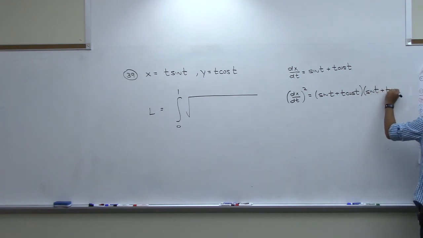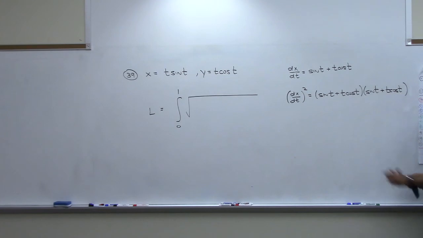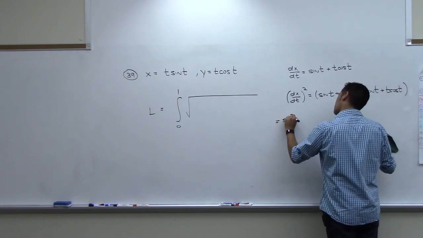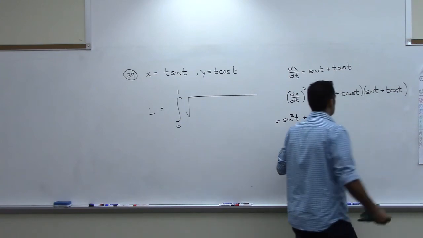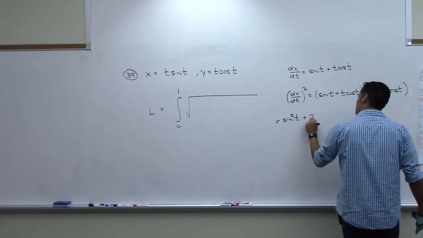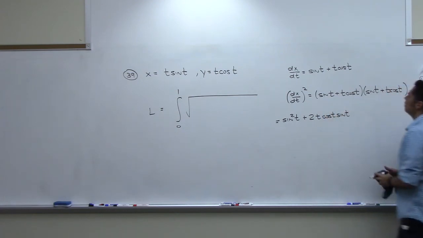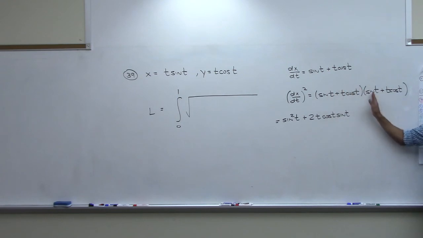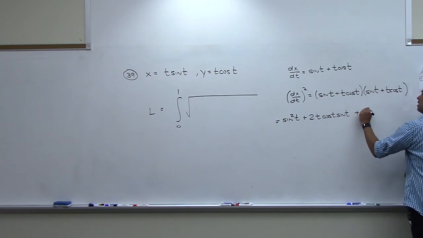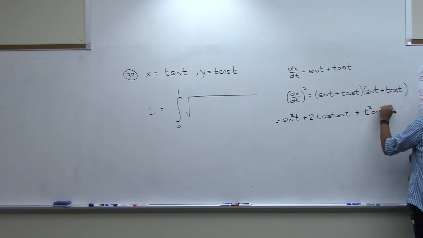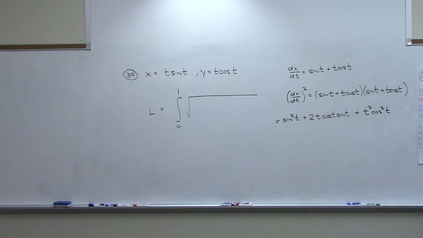Pascal's triangle. So this is going to be sine squared t plus 2t cosine t sine t. Because we're doing this times this, that was sine squared. This times this gave us a t cosine t sine t, but then the inside one gave us another t cosine t sine t. And then the last one will give us plus t squared cosine squared t. Pascal's triangle. Got it.